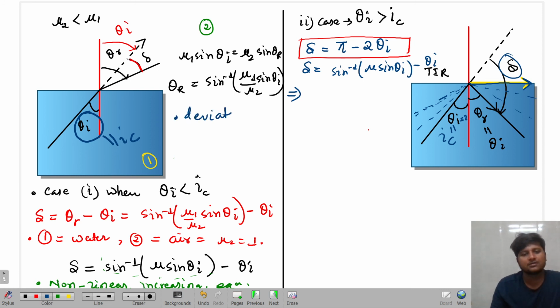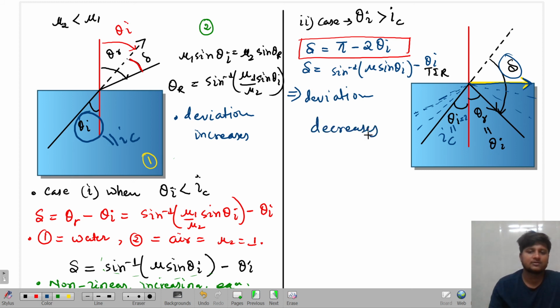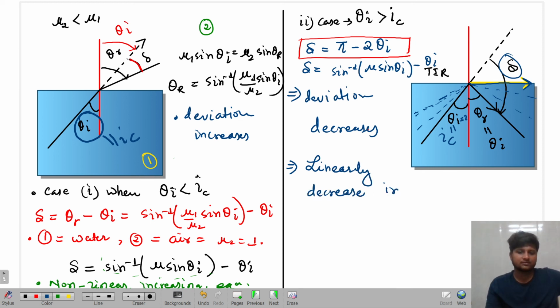So write this point here. Deviation increases. Here deviation decreases. Got it or not? As the deviation is decreasing, what kind of decrease is it? It is a linear decrease in the deviation of the light ray.